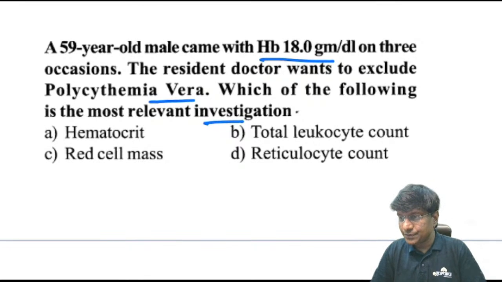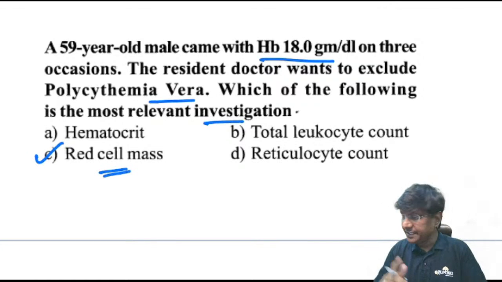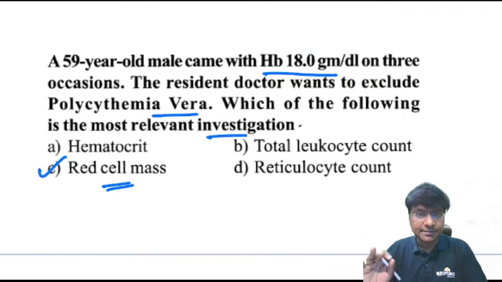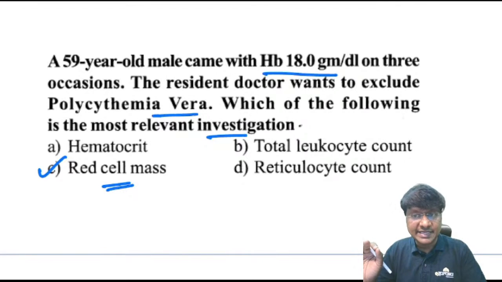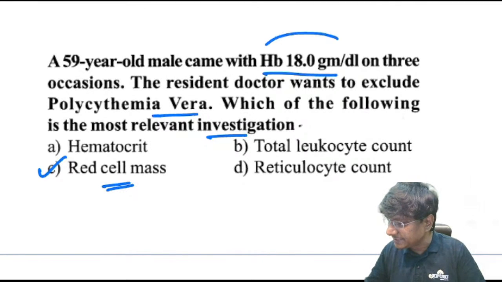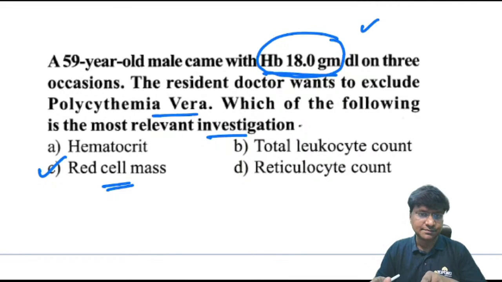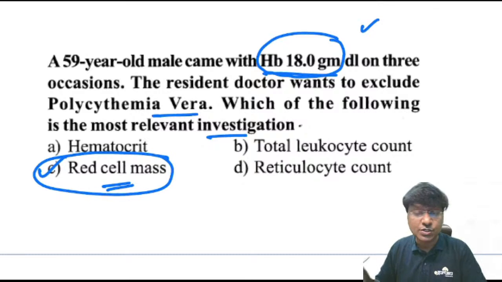Right, now let me tell you, the correct answer here will be red cell mass. It is not your hematocrit or the total leukocyte count. Now you see here, whenever it is confirmed with increased hemoglobin or hematocrit, you are very much clear that the patient is having increased hemoglobin. So when confirmed with increased hemoglobin or hematocrit level, the first step should be to establish the presence of increased red cell mass.